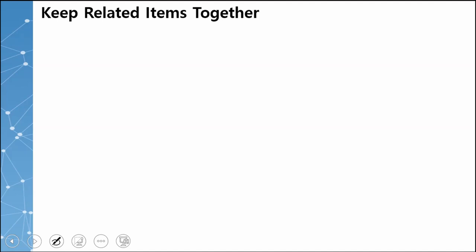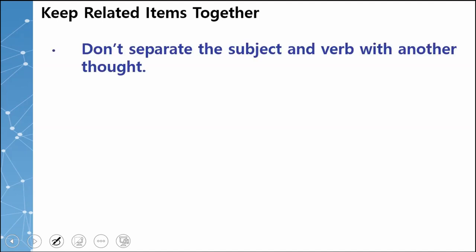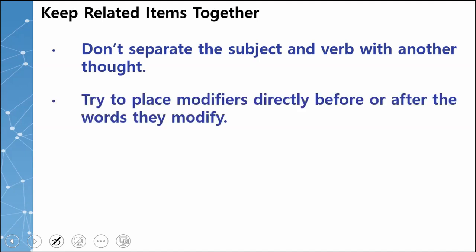Okay, let's take a look at the exercises. The exercises will be on pages 55 to 56. So it's two pages, quite a lot. There's seven exercises. Oh, and as you do these exercises, remember to follow these tips on the top of page 55. So, don't separate the subject and verb with another thought. Try to keep the subject and the verb together. Also, try to place modifiers directly before or after the words they modify.